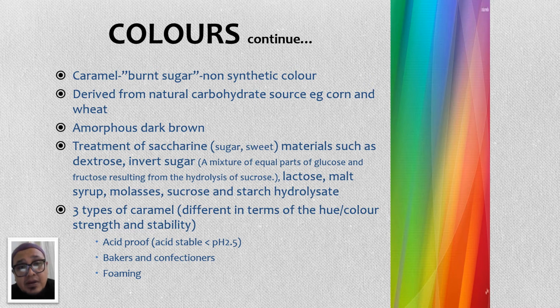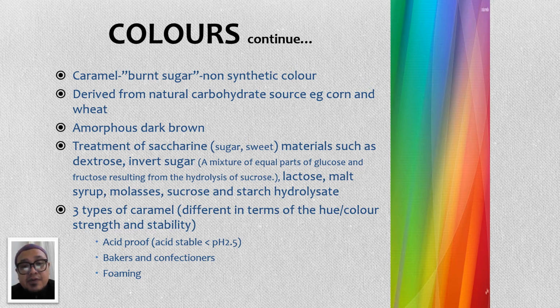Okay, caramel or burnt sugar is a non-synthetic color derived from a natural carbohydrate source, for example corn and wheat. Okay, it's amorphous and dark brown. They have no shape, with a dark brown color. It is made by the treatment of sugar-sweet materials such as dextrose, invert sugar, lactose, malt syrup, molasses, sucrose, and starch hydrolysate. Okay, there are three types of caramel, different in terms of hue, color strength, and stability.